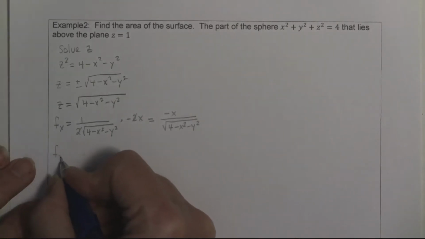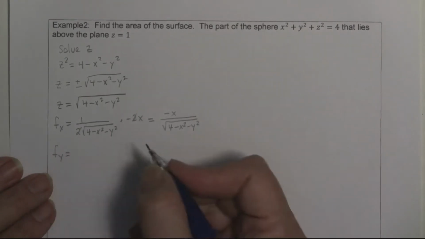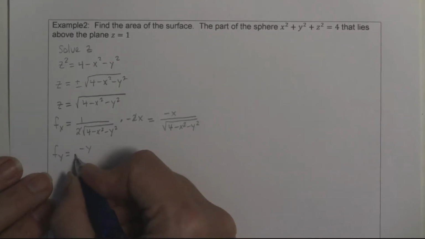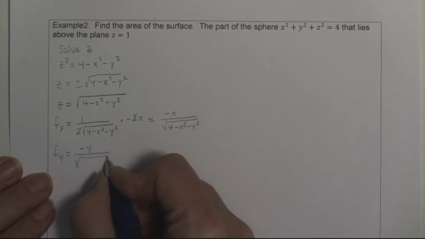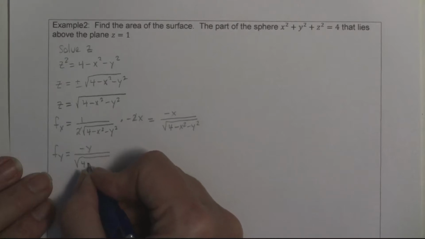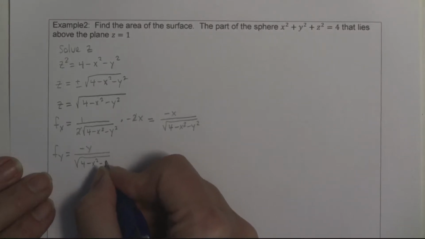And likewise, the partial of y is equal to negative y over the square root of... there's symmetry there, right, that I can kind of take advantage of.